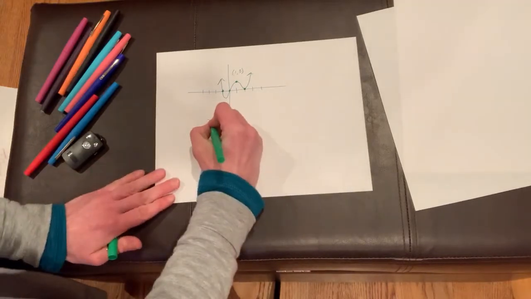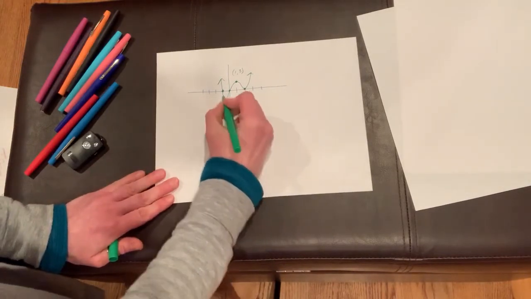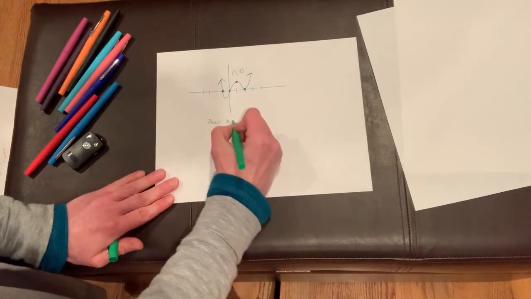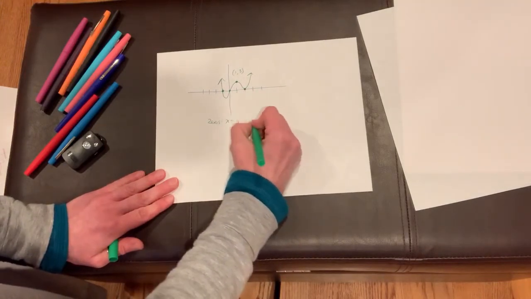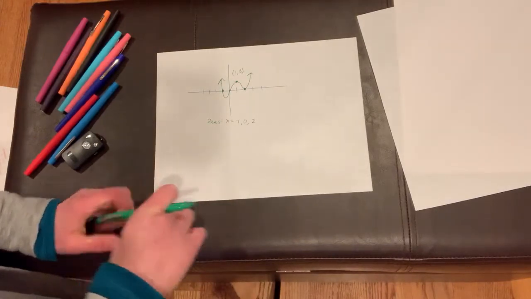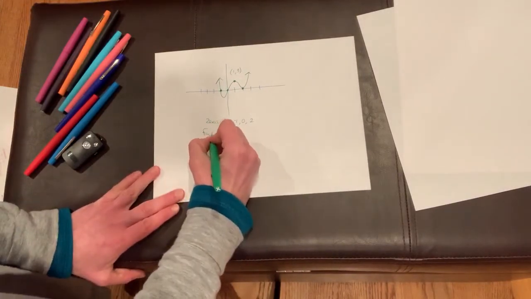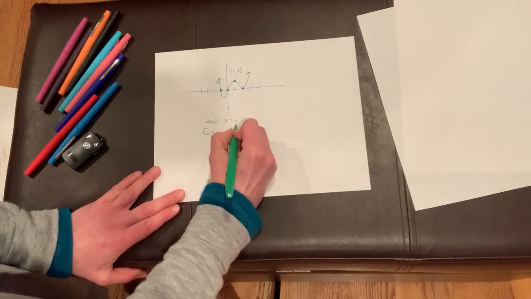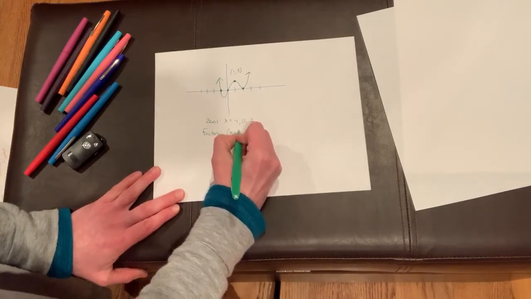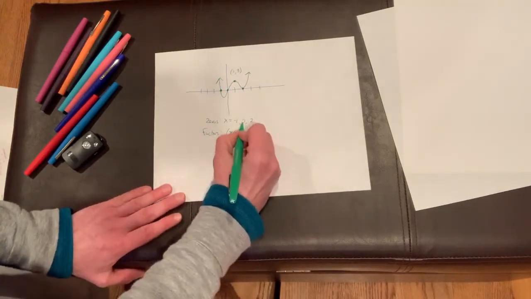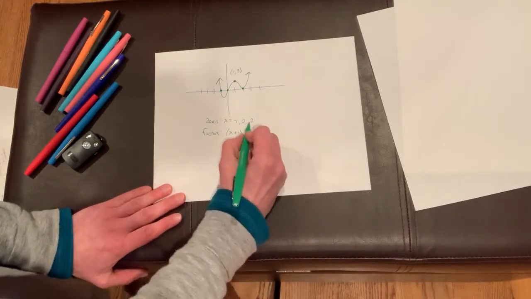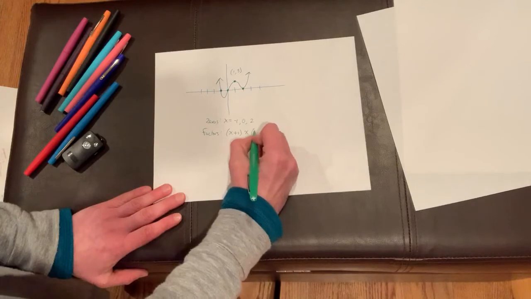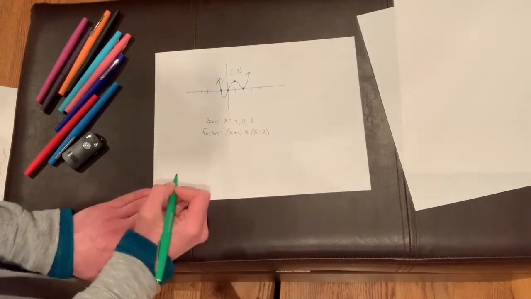So we're still going to start the same as we did before. So we have zeros at -1. We have a 0 at 0. And then we have a 0 at +2. Okay, so now let's go ahead and write our factors. So if -1 is a 0, we have a factor of x plus 1. If 0 is a 0, then we have a factor of x. And if 2 is a 0, then we have a factor of x minus 2.